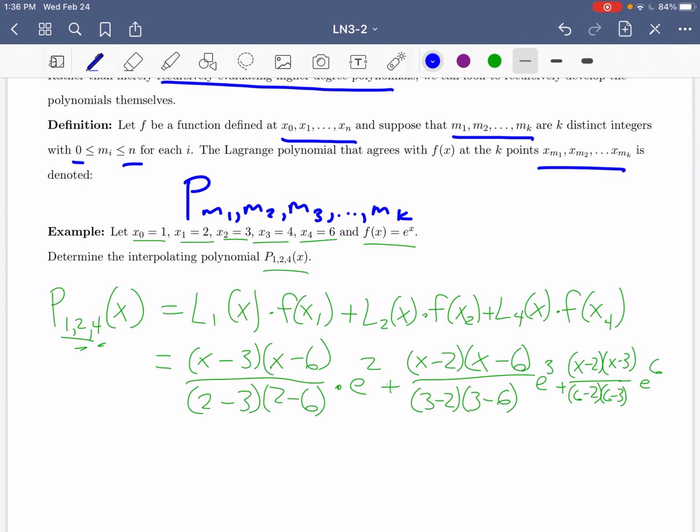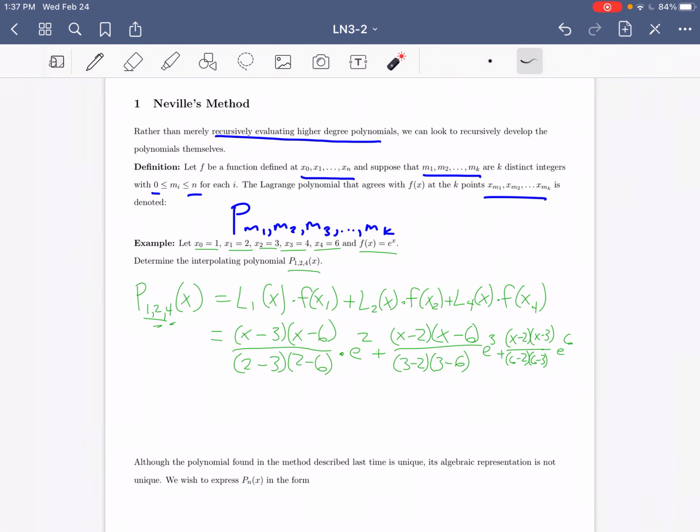So when we have these subscripts here, this says we are using nodes x1, x2, and x4. Those are the nodes we're using. When we are looking specifically at x1, we are omitting x1, and we have x minus x2 and x4, then we take x1 minus x2 and x4. And we roll through that. So that polynomial, we can calculate it.